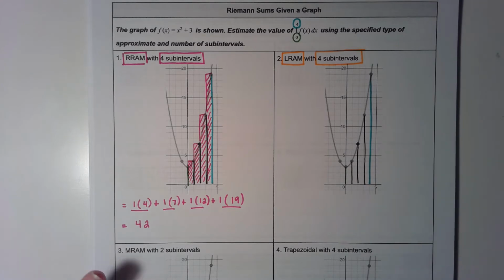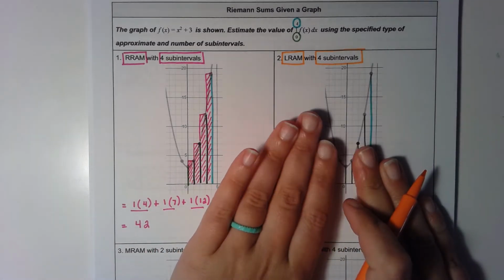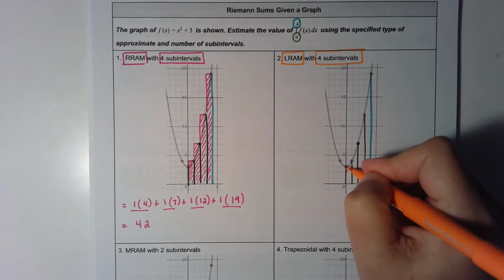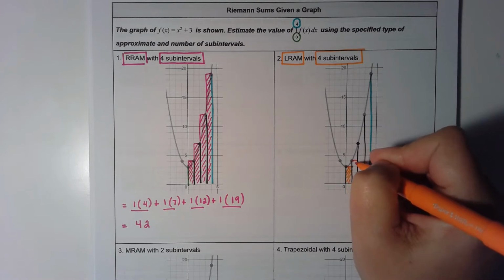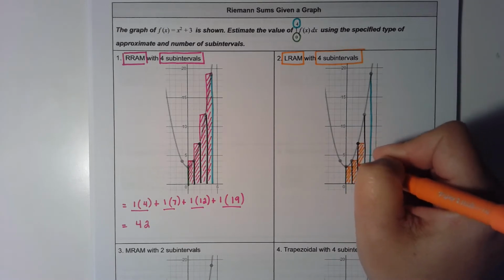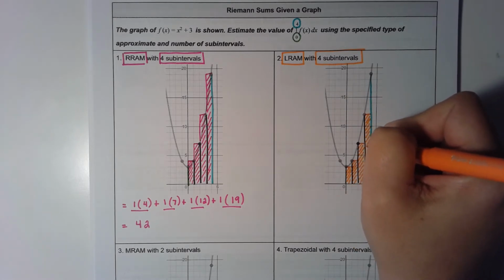And then because I'm using LRAM, within each subsection, I'm going to use the left side as the height. That's going to be the lower endpoint now. Be right here, right here. That's the third one, and then this is the fourth one.